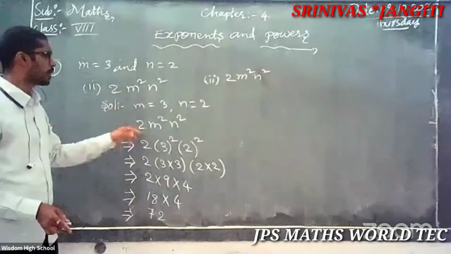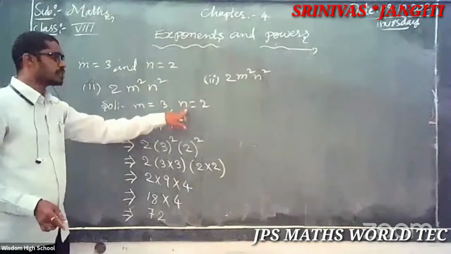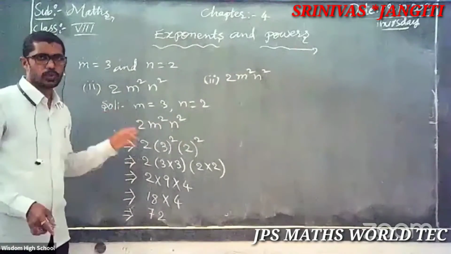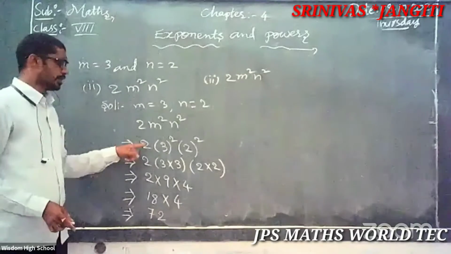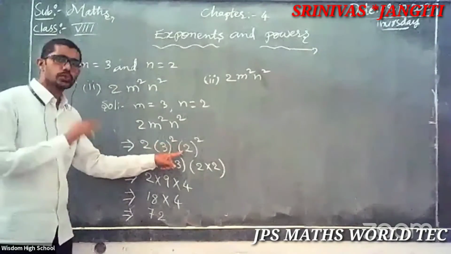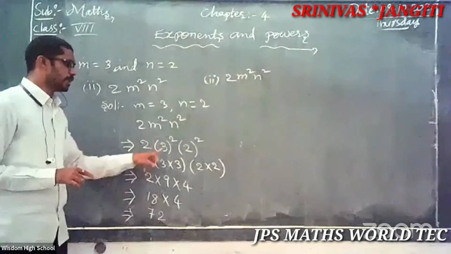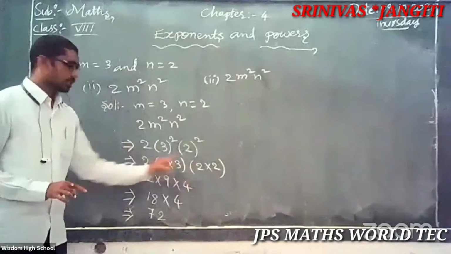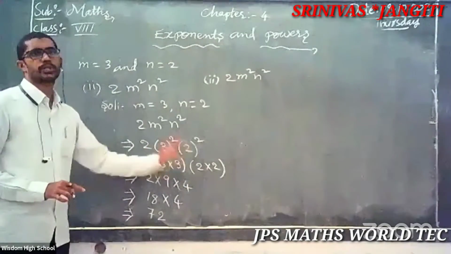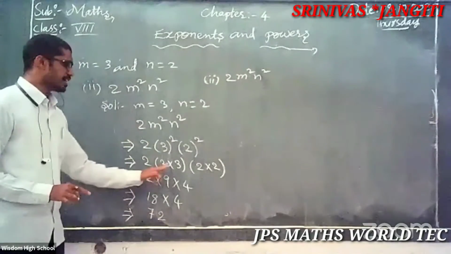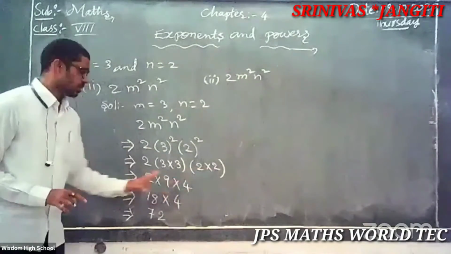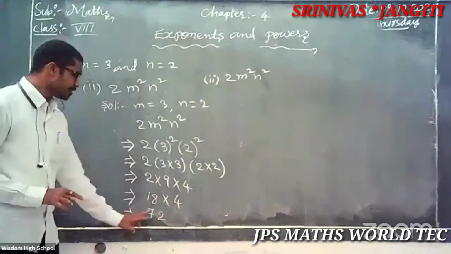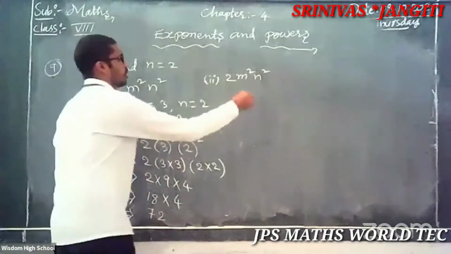Once again, observe here. Simple. m is equal to 3, then n is equal to 2. That implies the value of 2m²n², right? 2m²n². Then 2 times 3 squared times 2 squared. That implies 2 times 3 squared means 3 times 3, then 2 squared means 2 times 2. That's why 2 times 3 times 3 times 2 times 2. Then 3 threes are 9, 2 twos are 4. Then what is that implying? 2 nines are 18 times 4. 18 fours are 72. Therefore, what is here?